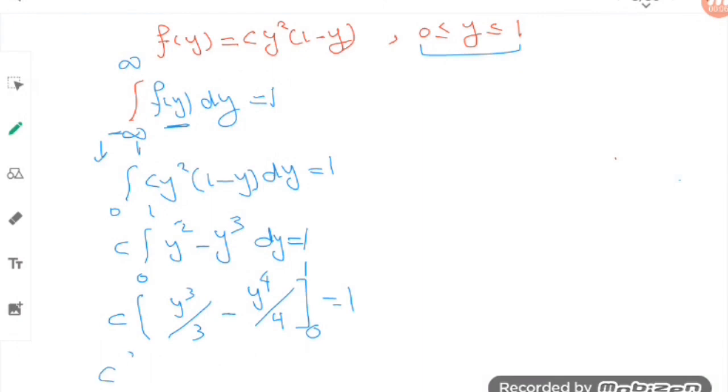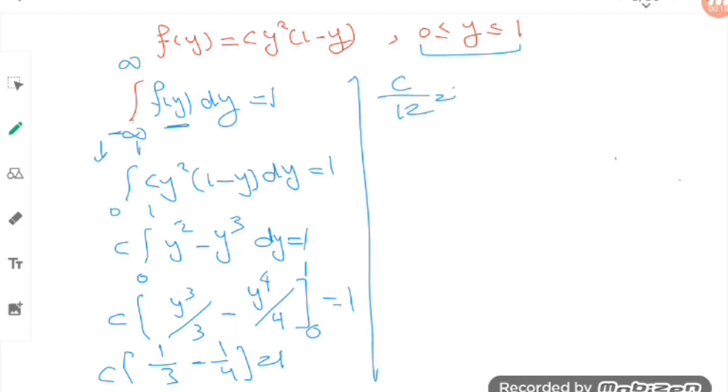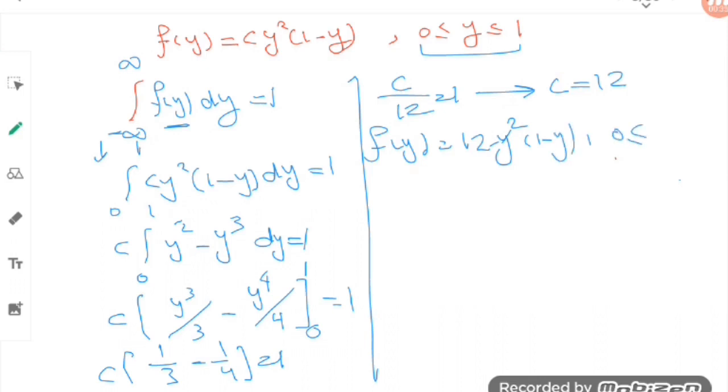Then substitute for this limit, which gives us 1/3 minus 1/4 equals 1. So this will be c divided by 12 equals 1, then c equals 12. So the PDF will be in the form 12 y to the power 2 times (1 minus y), and y is defined within the interval of 0 and 1.